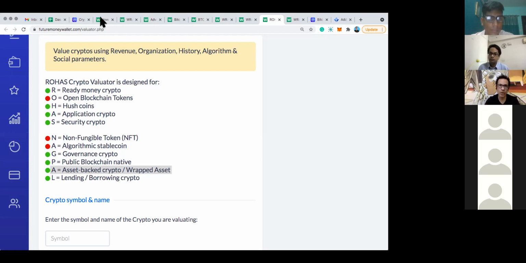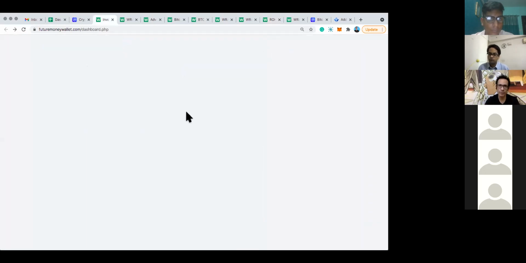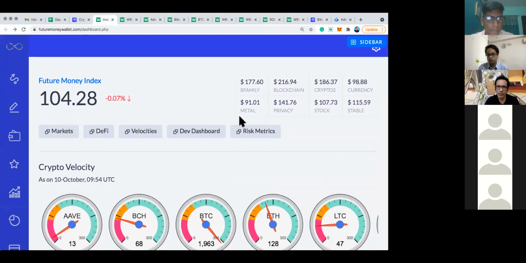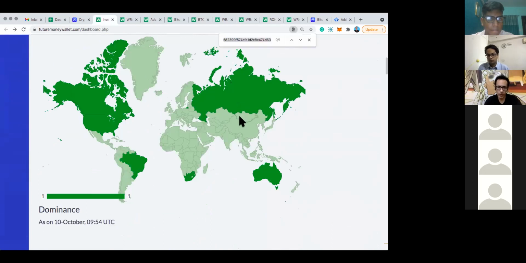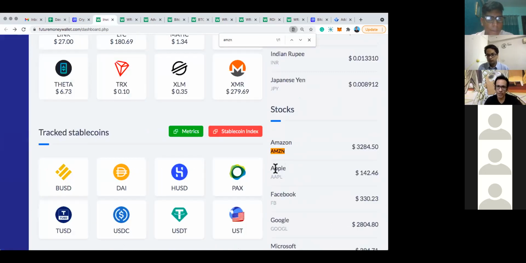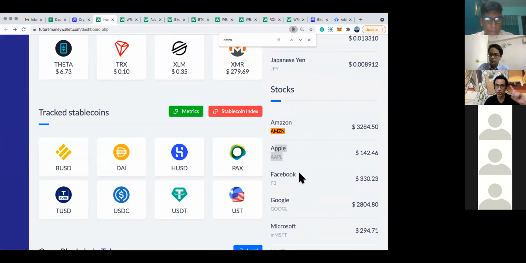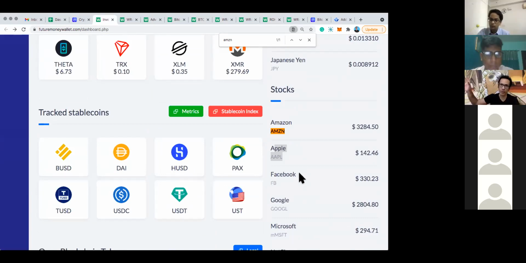That is why when you log into the Future Money wallet, you will see Amazon prices, Apple prices. These are not stock exchange prices. These are tokenized share prices. So somebody in the world has bought these shares and kept them with a custodian. Against that, they issue tokens on the blockchain. So anyone in the world can now buy Amazon shares.